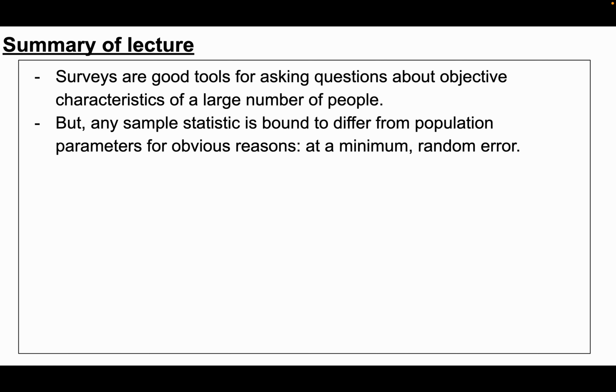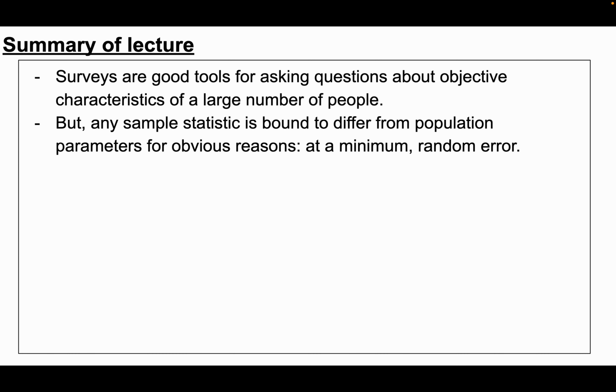But any sample statistic that we gather using a survey is bound to differ from population parameters for obvious reasons. At a minimum, random error. There are some less obvious reasons as well. I'll say more about what's meant by these terms in a moment, but sample statistic, just for the moment, means something that you calculate with a given sample that you have at hand, such as the results of a survey, and a population parameter is something that you want to know about the entire group of interest.